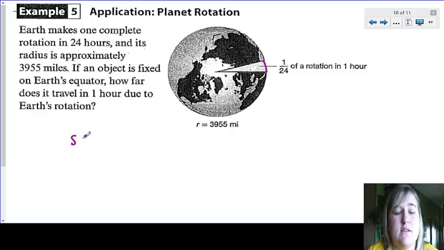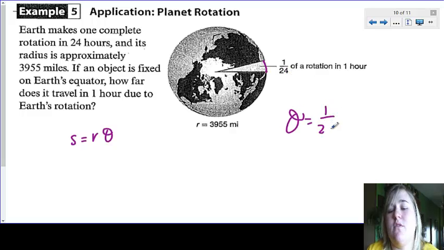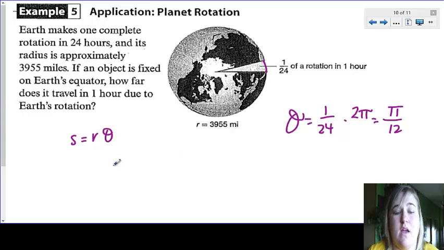So we're going to take S is equal to r theta, and we know what the radius is, but what we don't know is this theta right now. What we do know is that if the Earth had gone a full rotation, which is in 24 hours, that would give us 2 pi. So I know we're doing 1/24 of that. So to find theta, I'm going to take 1/24 times that full rotation, which is 2 pi, which is going to give me pi over 12. And that's what I'm going to plug in here for my theta.